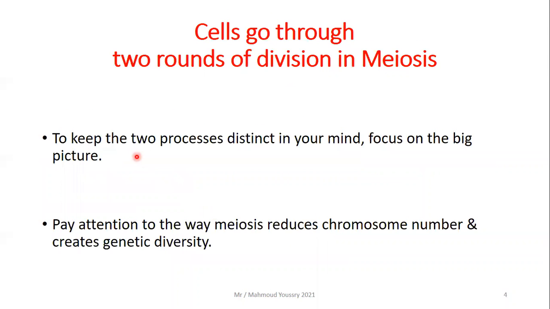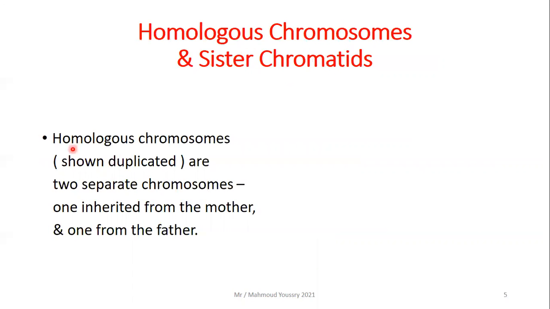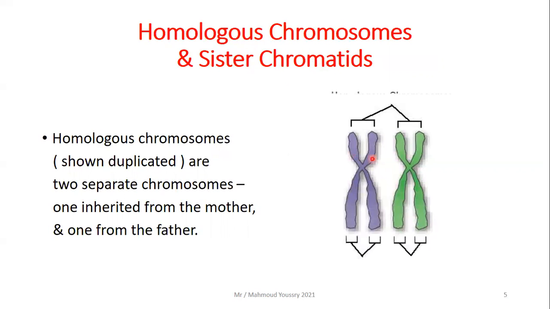Okay, to keep the two processes distinct in your mind, just focus on the big picture, what happens as an overall view. Pay attention to the way meiosis reduces the chromosome number and creates genetic diversity. So let's start. The homologous chromosomes, which are shown as duplicated, are two separate chromosomes, one from the mother and one from the father. This is why they are in different colors, just to indicate that they are not from the same parent.